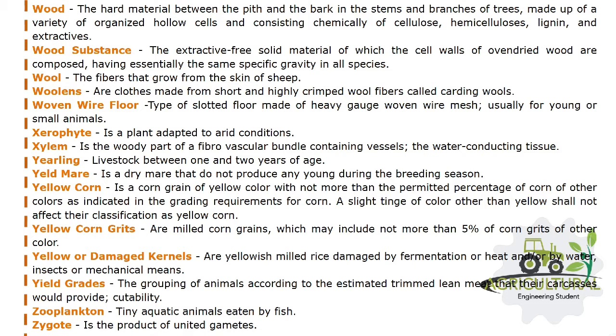Yellow or damaged kernels, yellowish milled rice damaged by fermentation or heat and or by water, insects or mechanical means. Yield grades, the grouping of animals according to the estimated trimmed lean meat that their carcasses would provide. Zooplankton, tiny aquatic animals eaten by fish. Zygote, the product of united gametes.